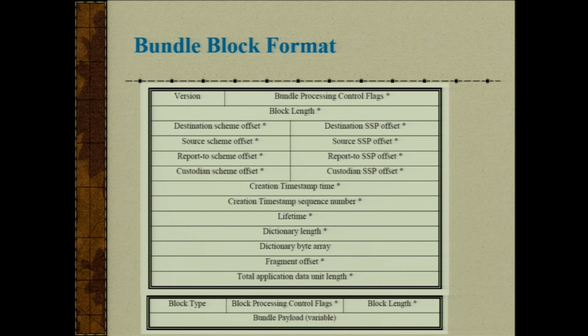We have a dictionary part in the protocol. It's an array of bytes formed by concatenating the null-terminated scheme names and the scheme specific parts. And this offset is referenced. This will reduce the header size.